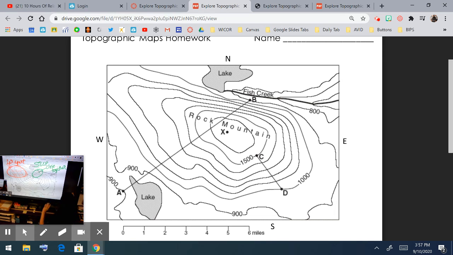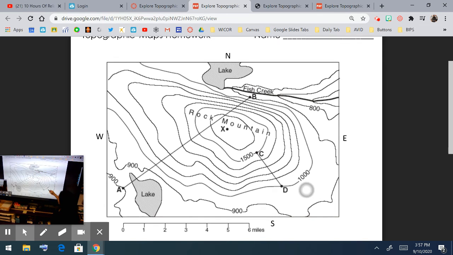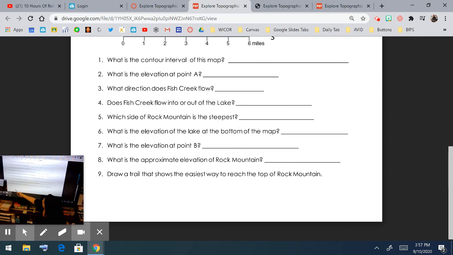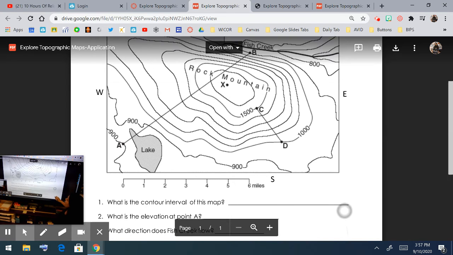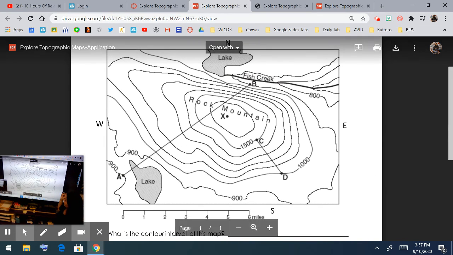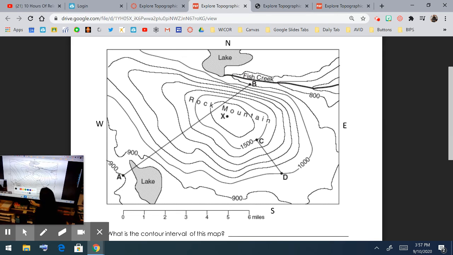So you should have some questions in here that ask you things about easiest path. So for example, draw a trail that shows the easiest way to reach the top of Rock Mountain. So what y'all are going to do is you are going to physically draw a line and show me the easiest path. So is this the easiest path? Is this the easiest path? Is this the easiest path to get to the center or top of Rock Mountain? And when I say easiest, I physically mean which one is the least steep, or the most gradual.